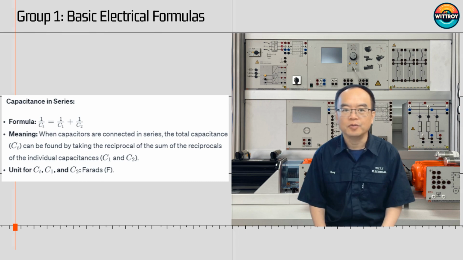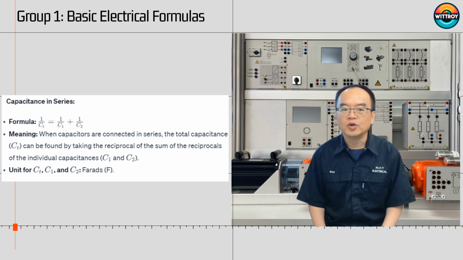First, let's look at the formula itself. The formula for capacitance in series is 1 divided by CT equals 1 divided by C1 plus 1 divided by C2. This formula calculates the total capacitance when capacitors are connected in series. Now, let's break down each variable in this formula. CT, total capacitance. This is the equivalent capacitance of the capacitors connected in series.